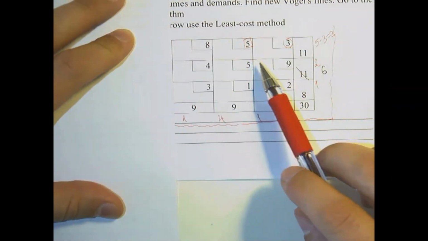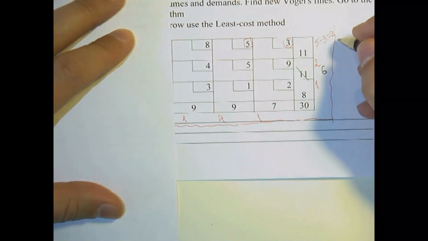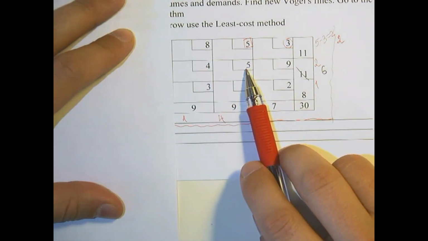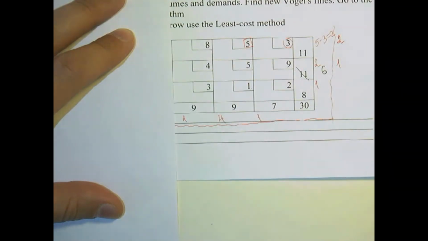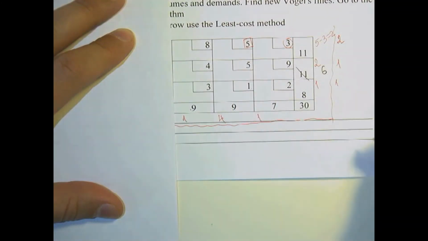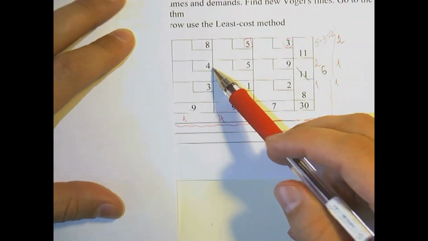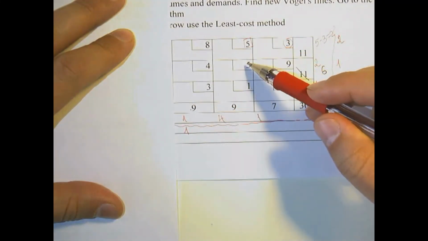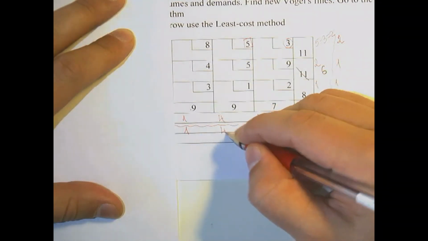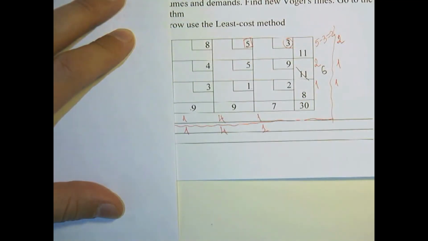For the first row, the minimum is 3, the next minimum is 5, so once again Vogel's fine is 2. For the next row, the minimum is 4, the next one is 5, the difference is 1. For the last row, the minimum is 1, the next one is 2, so the difference is 1. For the first column, no changes, the minimum is 3, the next one is 4, so once again 1. No changes for the next column, so Vogel's fine is 4, and no changes for the last one, so Vogel's fine is 1.